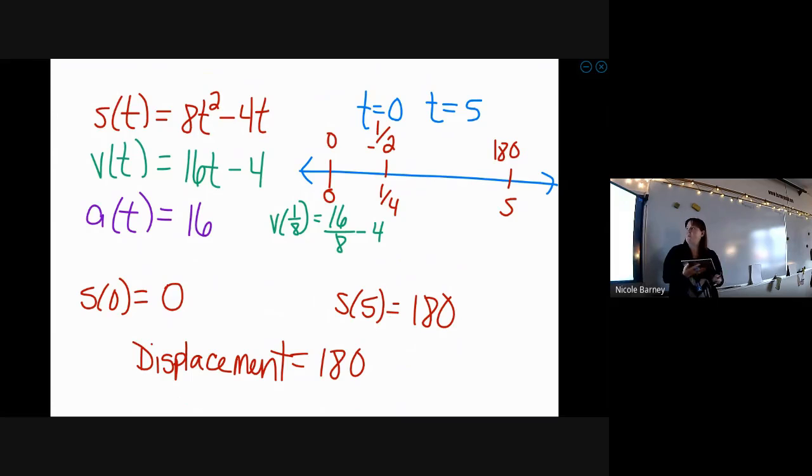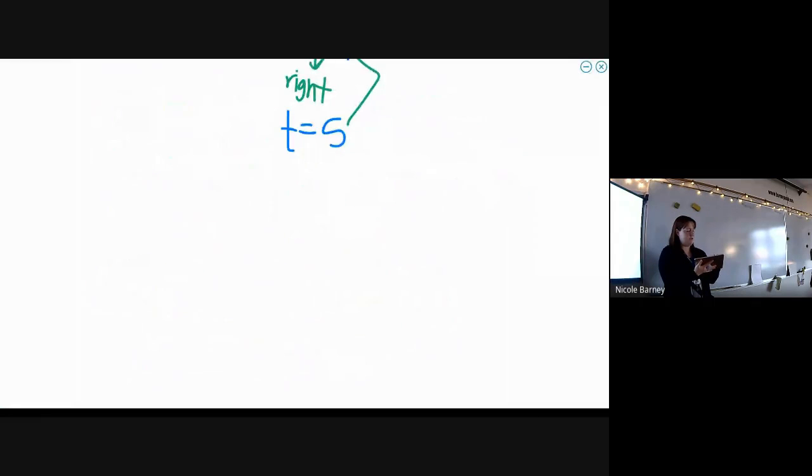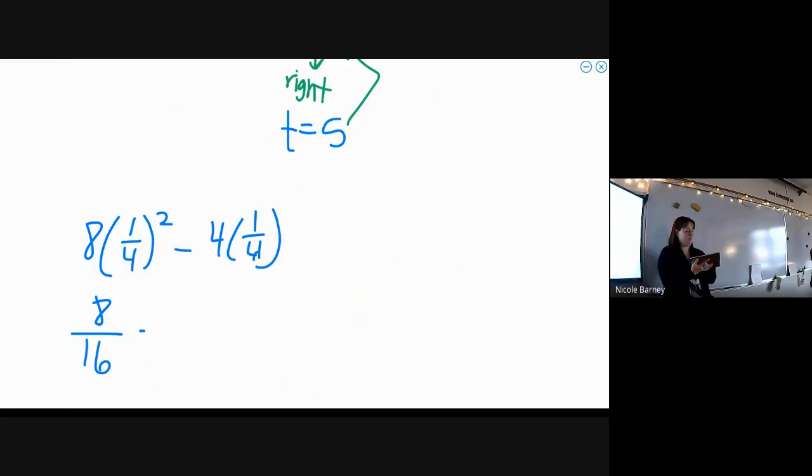Because -2 was the 1/8. That's 2 minus. Right, that was the velocity. You pulled the 4 out, so it was. Okay, it should be positive 1/2, because you pulled the 4 out, so you have 4t minus 1, and then you add the 1 over, so it's 1/2. If I put 1/4 in here, let me find a spot where I can write this. I have 8 times 1/4 squared minus 4 times 1/4. That's 8 over 16 minus 1, which is 1/2 minus 1, which is negative 1/2.